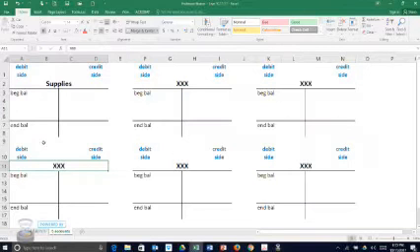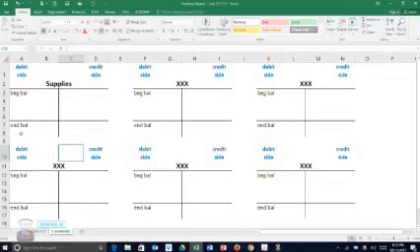Another way of looking at that is if we come over here and we look at the T account. The beginning balance for supplies is 24. That's what they told us, okay?